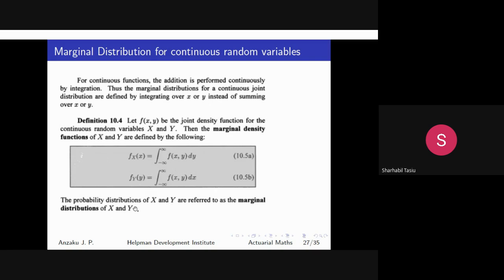Now, the probability distributions of x and y are referred to as the marginal distributions of x and y. So let's look at a few examples, and then the solution, and then we'll call it quits for today.